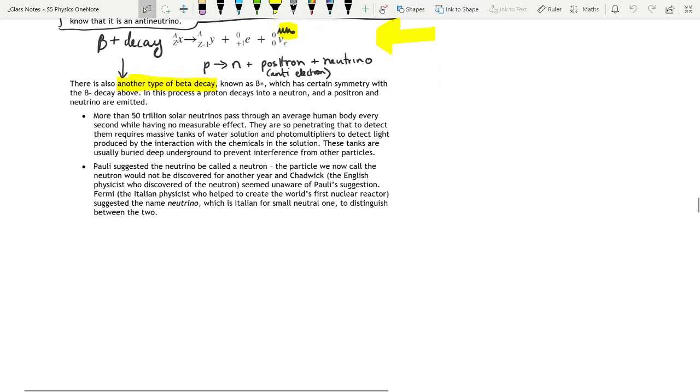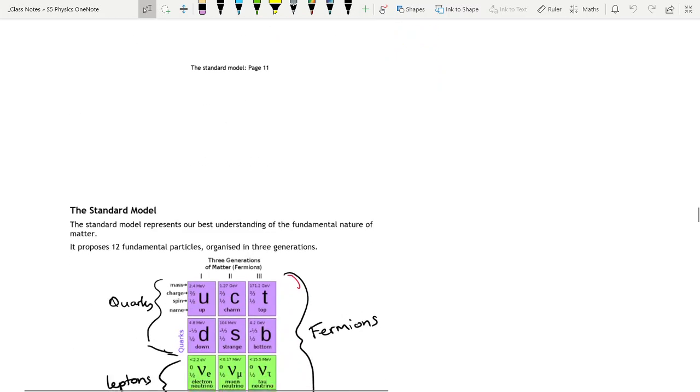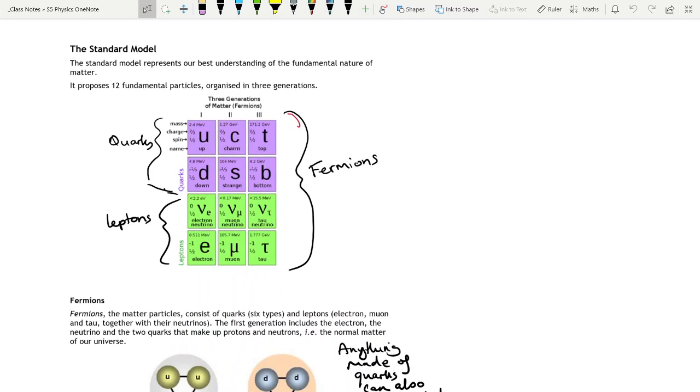So we're going to look now at the actual standard model. Okay? And this is like the periodic table of quarks and leptons. Okay? So standard model is currently our best understanding of the fundamental nature of matter. Okay, so there are 12 fundamental particles and they're organized in 3 generations. So they consist of quarks and leptons.